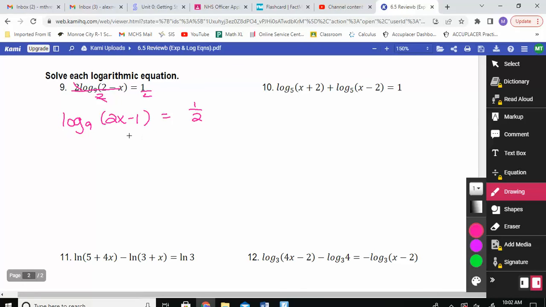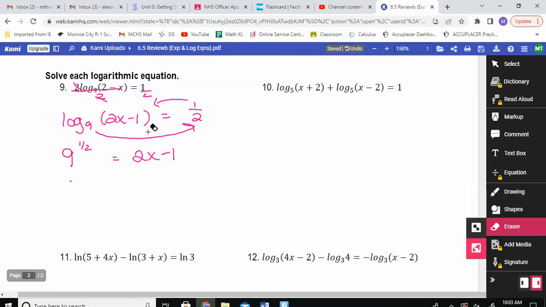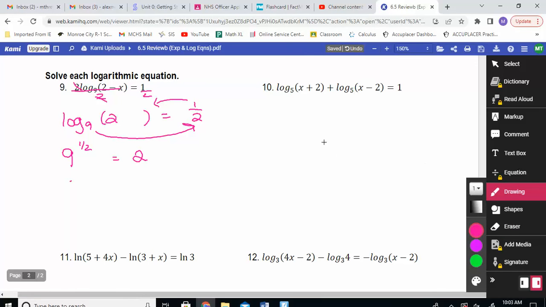Then, if you only have a log on one side, we change it to exponential. So it'd be 9 to the 1/2 power equals 2 minus x. What is 9 to the 1/2? Alright, so 9 to the 1/2 just means the square root of 9, which is 3.